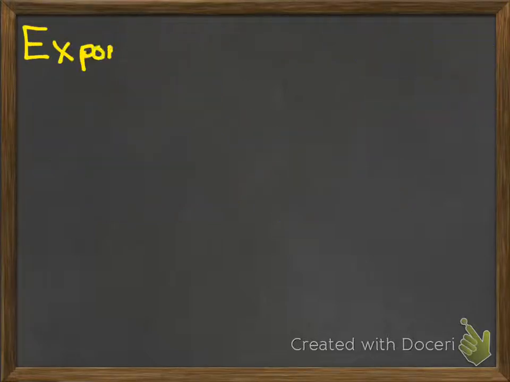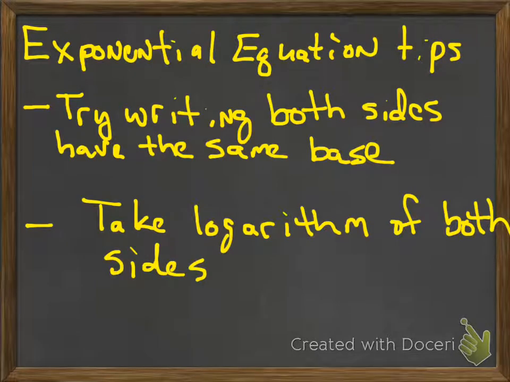Okay, so the first thing we want to look at is exponential functions, and there are some tips here that I want y'all to keep in mind. We want to try writing both sides to have the same base. And also keep in mind that you can take the logarithm of both sides, because that can help kill the exponent, or the exponential function.